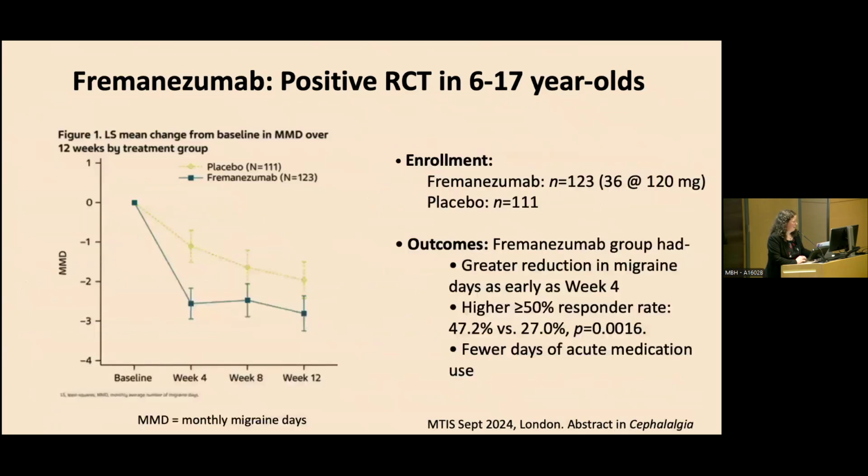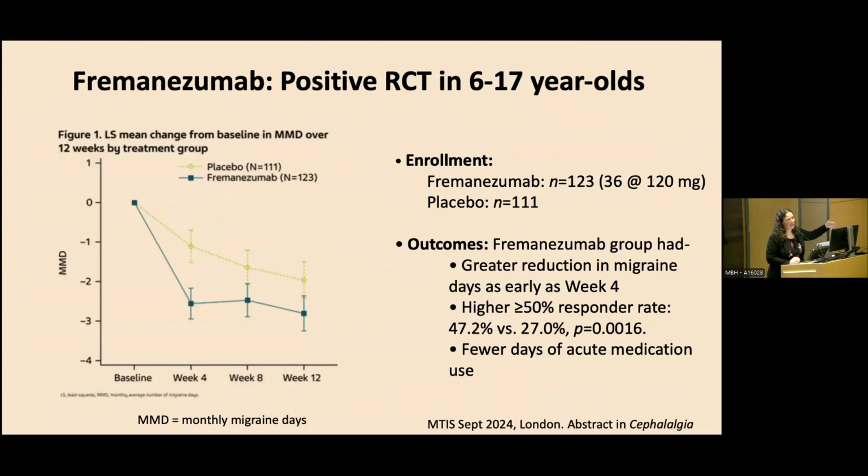Here is the main finding, essentially, that you see separation from placebo as early as week 4 and moving forward. And also the 50% responder rate. That's a very common outcome in migraine prevention trials, where it means what proportion of patients had at least a 50% decrease in their headache frequency.